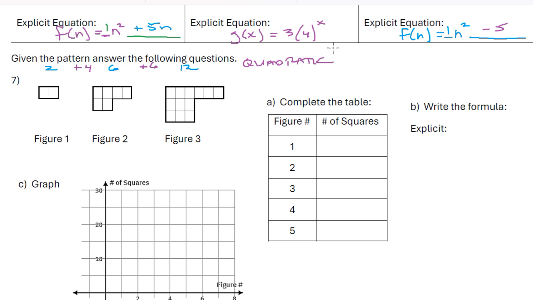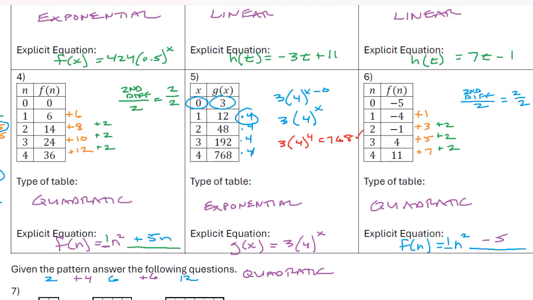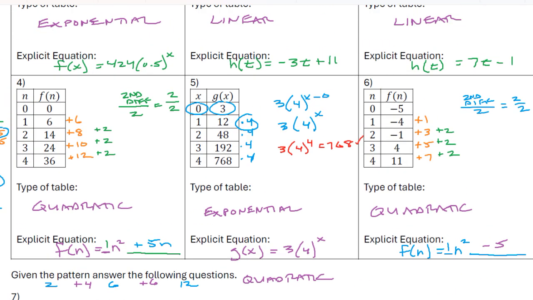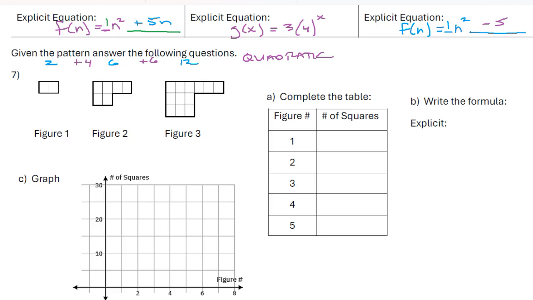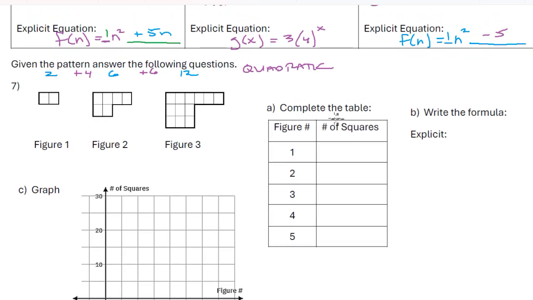So you can either use the pattern to figure out the quadratic equation, and I would tell you I would much rather do that. I think it'd be relatively quick if we did it that way. The other way you could do it is you can make a table and find the quadratic equation just like we did in question number 6 and question number 4. So let's go ahead and fill out our table.